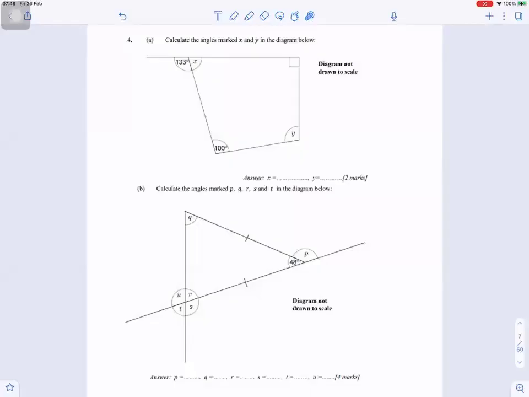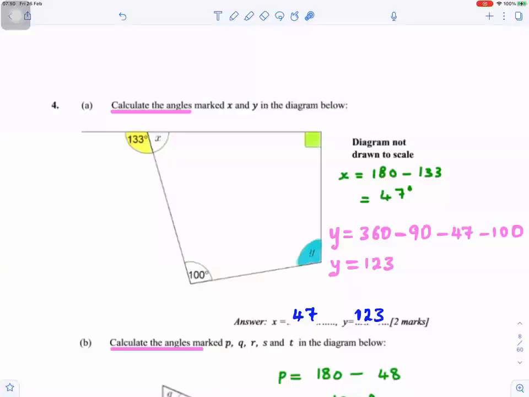That's question number 4. Calculate the angles marked X and Y in the diagram below. That's 4A. And then for 4B, calculate the angles marked P, Q, R, S, and T in the diagram below. For question 4A, this is a straight line. So 133 plus X will give you 180, because angles on a straight line add up to 180. So how do you get x? 180 take away 133. So that gives you 47. So x is 47 degrees.